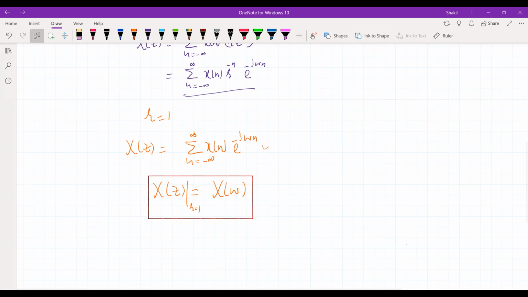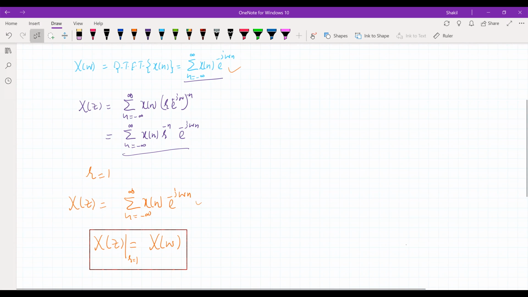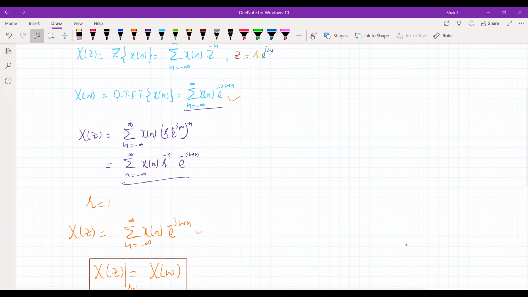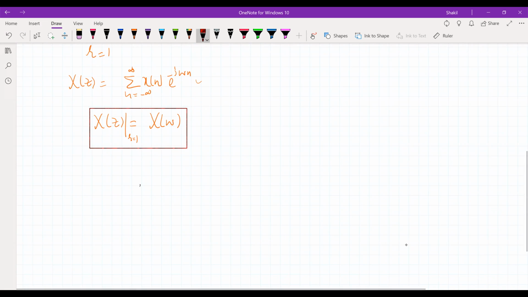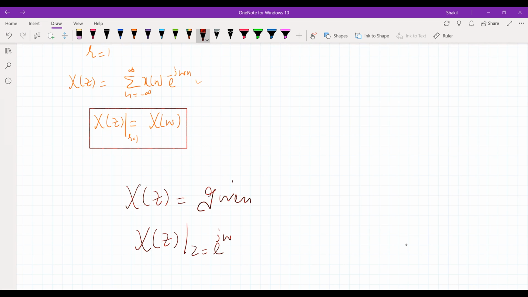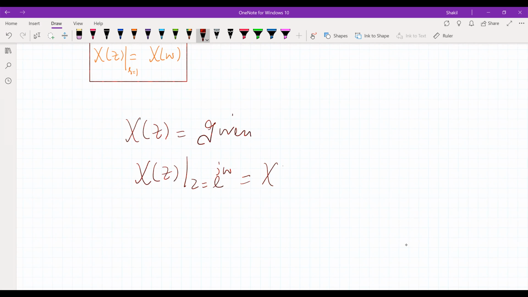In other words, what does it mean? If we replace z by e to the power of j omega, we'll get the discrete time Fourier transform. So if x of z is given to us, simply put z equal to e to the power of j omega, and we'll get the discrete time Fourier transform of the sequence. All right. So we'll get the discrete time Fourier transform if we replace z by e to the power of j omega.